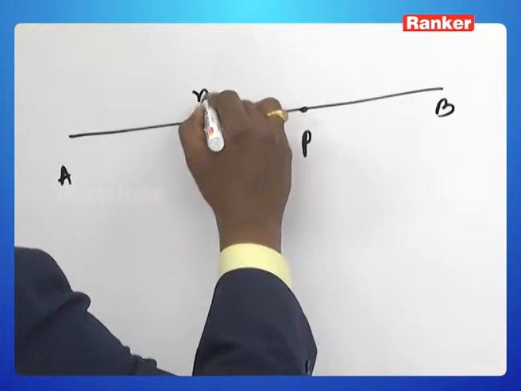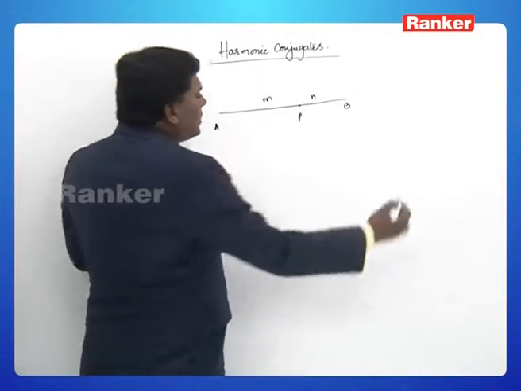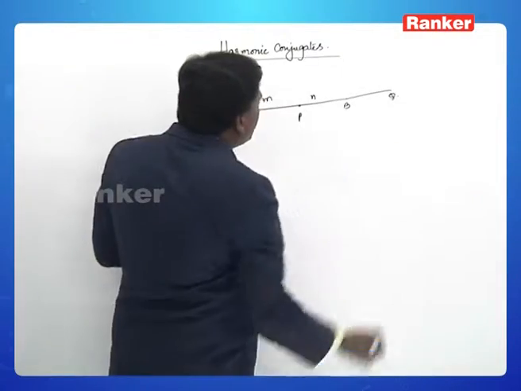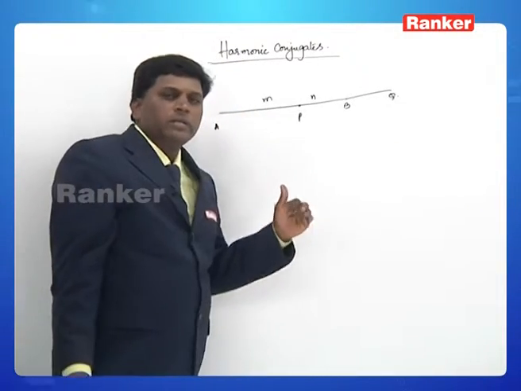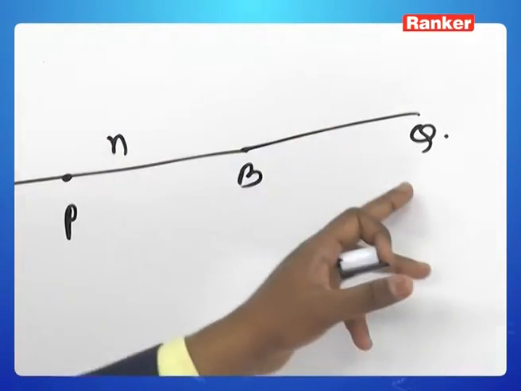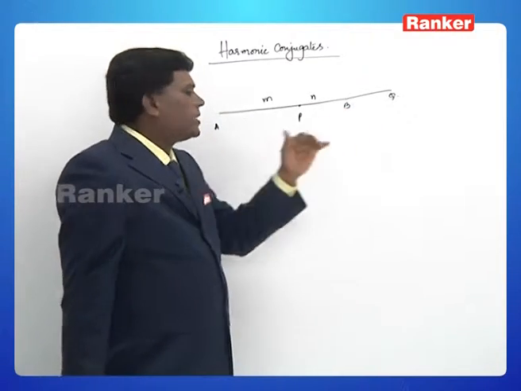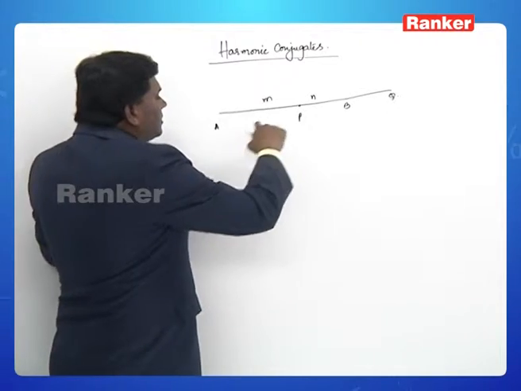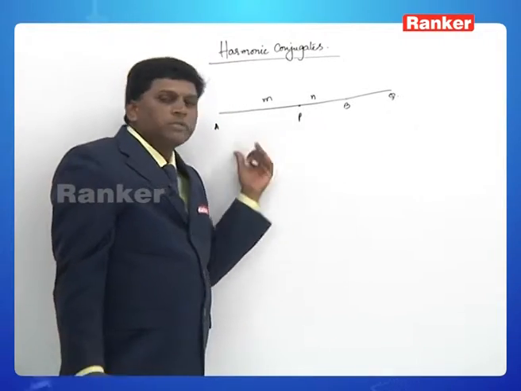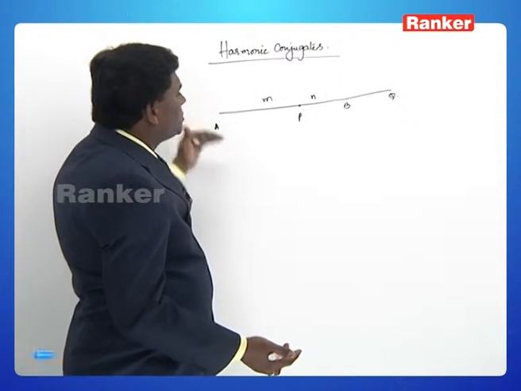P is a point dividing AB in the ratio m is to n internally, whereas Q is another point dividing AB in the same ratio m is to n externally also. Therefore, here P and Q both are dividing AB in the same ratio, one internally, the other externally. Then P and Q are said to be harmonic conjugates to each other with respect to AB. This is the mathematical definition for harmonic conjugates.